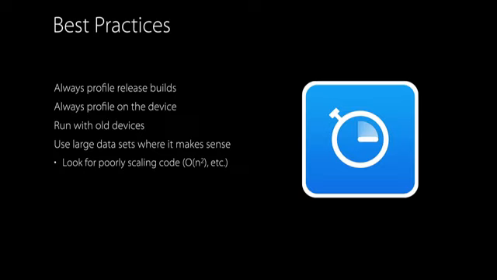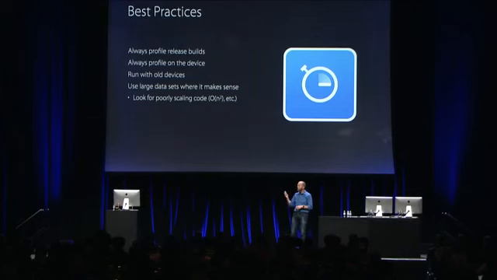Profile on the oldest, slowest devices you intend to support. A pretty good rule is if you can make it run well on slower devices, you get it running well on faster devices for free. And you want all of your users to have a great experience using your app, even the ones on slower devices. And use large data sets where it makes sense. In my case, sometimes users have tens of thousands or hundreds of thousands of photos in their photo collection. It's important that I profile how my app behaves under those circumstances, so I can make sure it runs well as my customers will be running it.